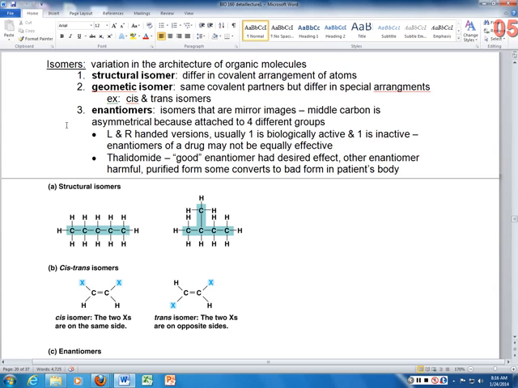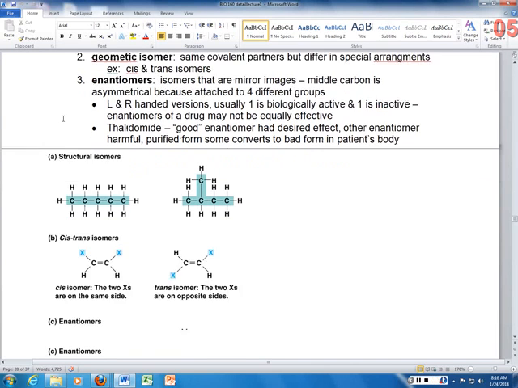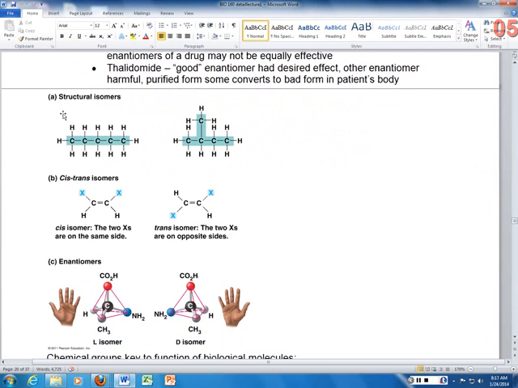So, same side, opposite sides, acts differently chemically than the other one. And then the other type of isomer is the enantiomer. And these are mirror images. We kind of think of them as being handedness, right and left-handed versions.